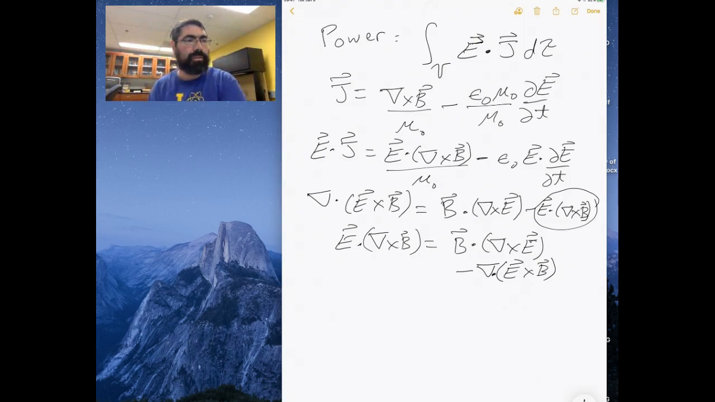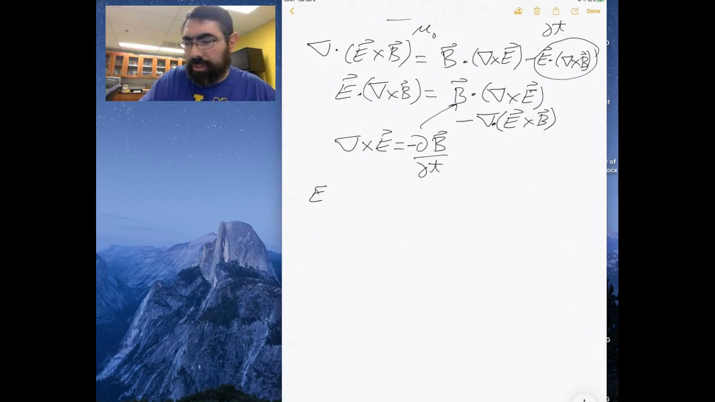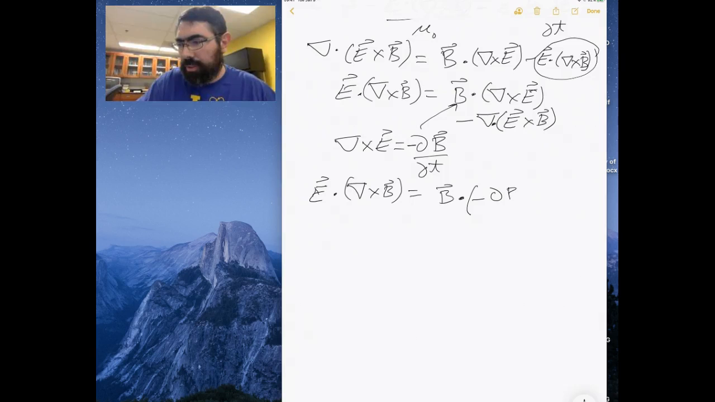Now we can also take a look at Faraday's law, which says that the curl of the electric field is equal to minus the time derivative of the magnetic field. We could put that into here, and we come up with an equation in which the electric field dotted into the curl of the magnetic field is equal to the B field dotted into minus the time derivative of the B field, minus the divergence of E cross B.